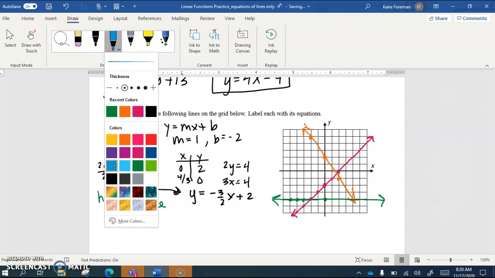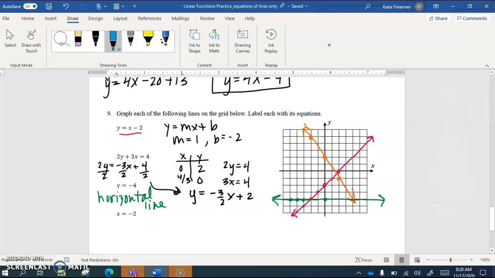So using sort of the same line of reasoning, when I go to graph x is equal to negative 2, this graph will be a vertical line. So if I look at where x is equal to negative 2, every single point above and below that negative 2 is also going to have an x coordinate of negative 2.